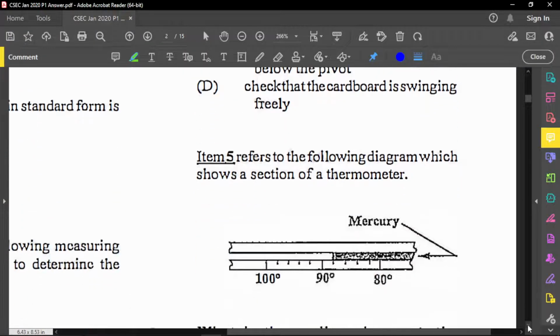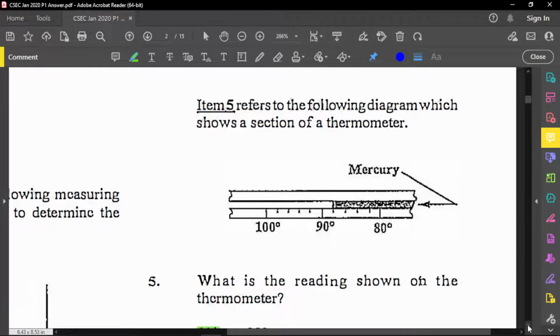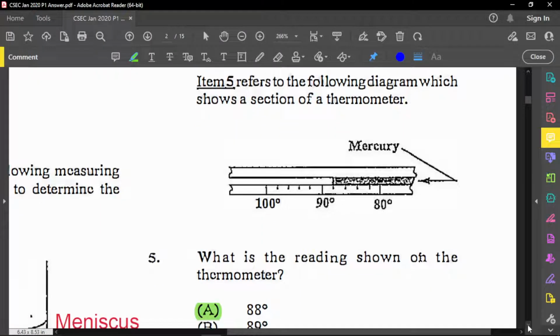All right, and so question number 5. Item 5 refers to the following diagram, which shows a section of a thermometer. And it asks, what is the reading shown on the thermometer? And the reading on the thermometer is 88 degrees Celsius. A point to note right here. I'm going to show you this. If you count the number of increments between 80 and 90, because this is the point that you're going to read from right here, that I highlighted in blue.